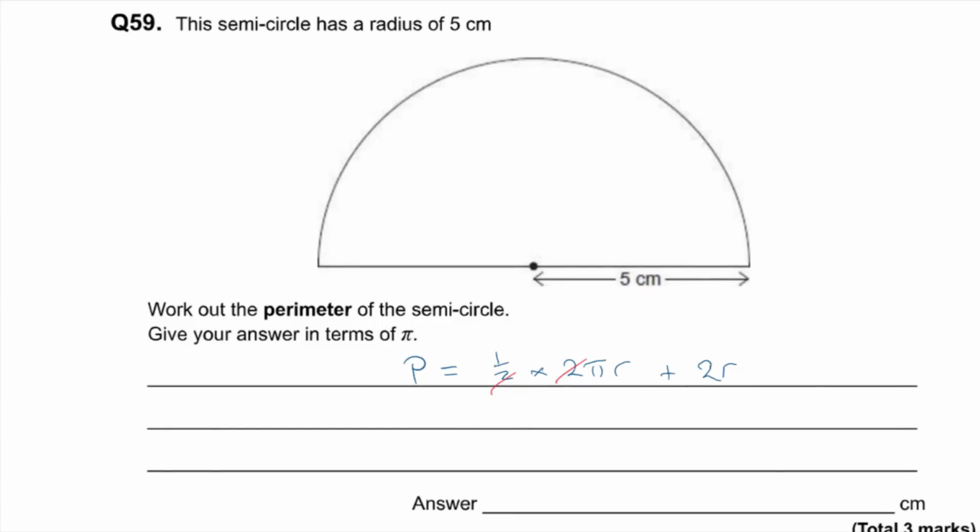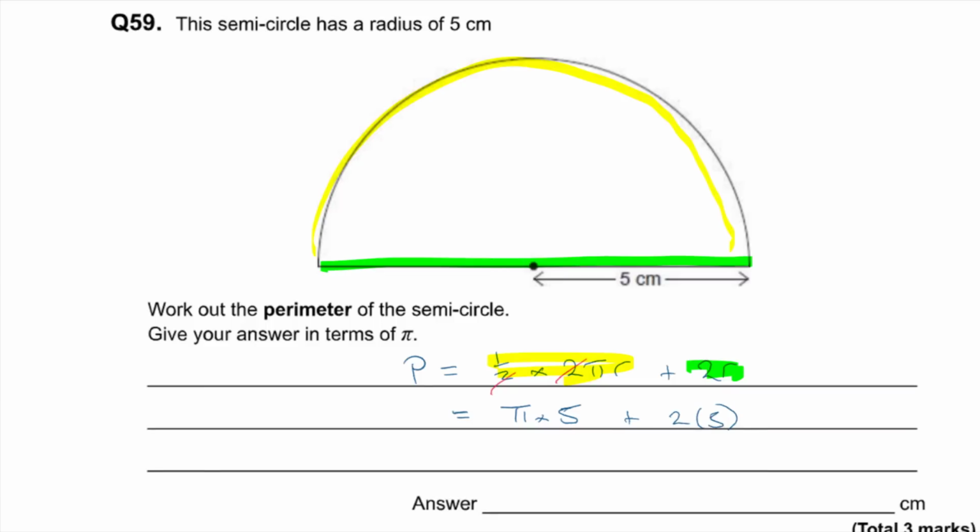Okay? So this is the expression for this part, and this is the expression for this part. So subbing in what we know from the diagram. The half and the 2 have cancelled, so basically it's just pi times the radius, which is pi times 5. And then plus 2 lots of 5, because 5 is also the radius. So pi times 5 is 5 pi, 2 times 5 is 10, so my final answer is 5 pi plus 10.